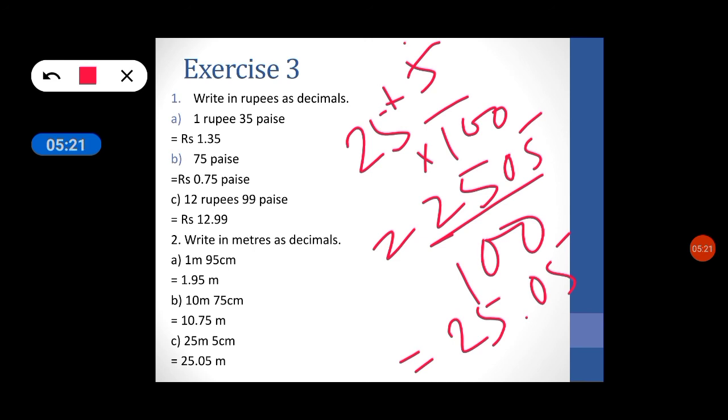So you can directly put the answers like this. If you know it, you can directly put it.